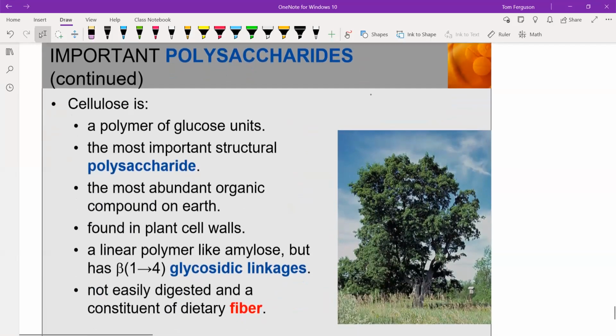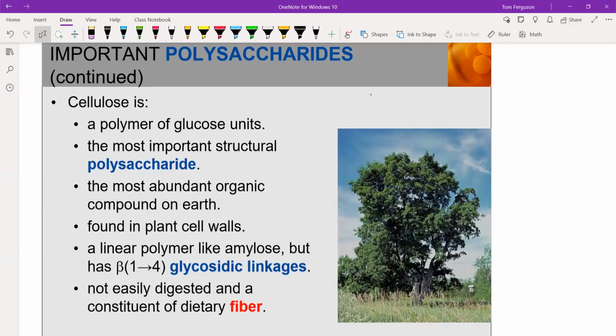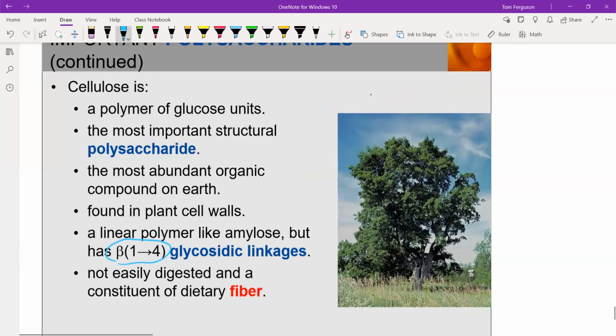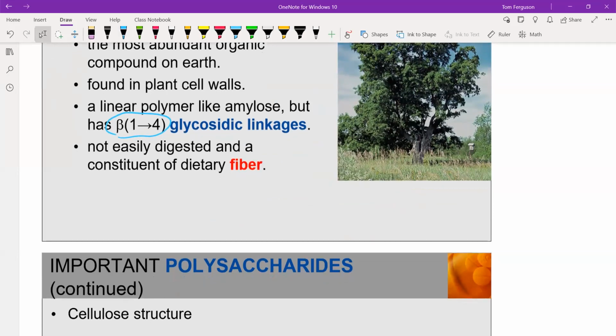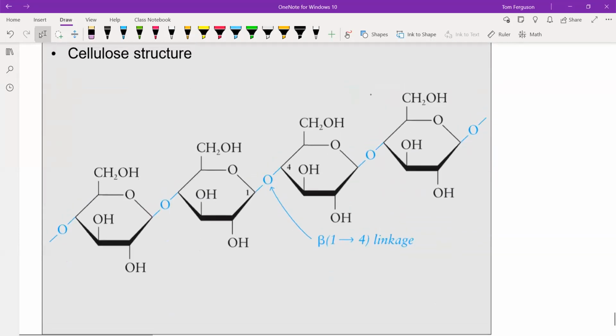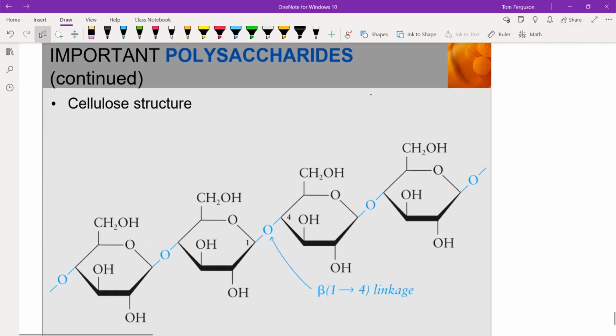And the other major class of polysaccharides, instead of alpha 1,4, we're having beta 1,4 glycosidic linkages. And that's considered fiber. So that's what the cellulose structure looks like, and no branching.